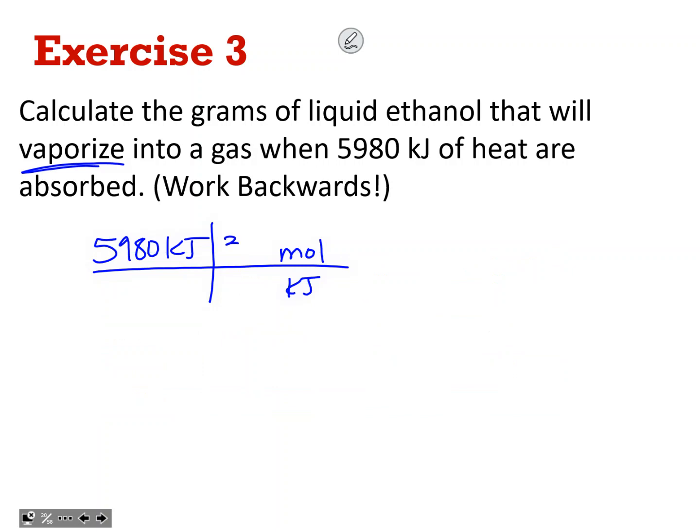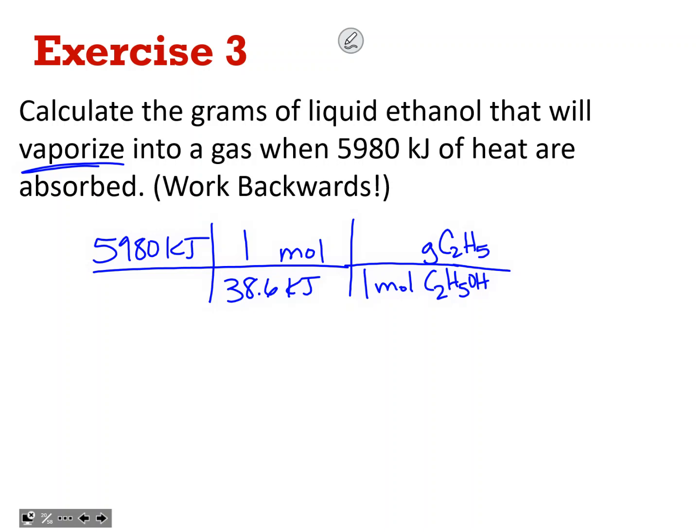So, oops, the 38.6 is going to go on the bottom now next to the kilojoules, and the 1 goes on the top. Then all you have to do is take your 1 mole of ethanol and change it into grams of ethanol. And I want to say this is 46.08, but I'm going to check it real quick. Anybody calculate molar mass?